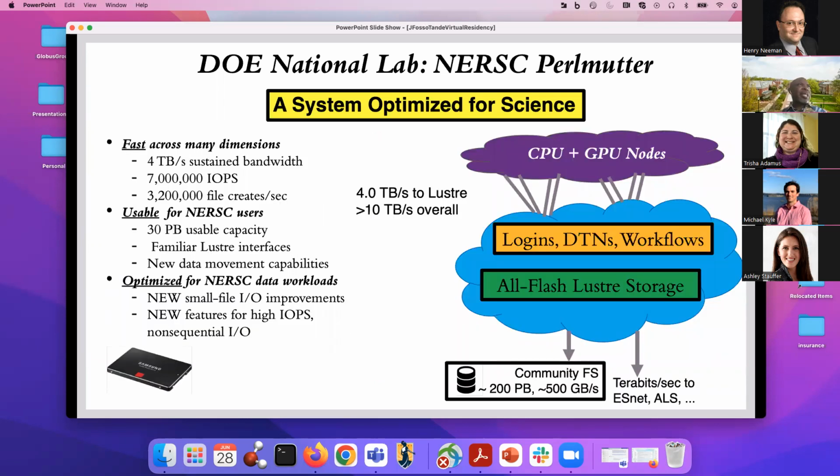So we have fast across many dimensions: 4 terabytes per second sustained bandwidth, about 7 million IOPS, can create 3,200,000 files per second, and it's usable for NERSC users, about 30 petabytes usable capacity, familiar Lustre interface. So optimized for NERSC data workloads, a new small file system with input-output improvements, new features for high IOPS, and non-sequential IOs as well.